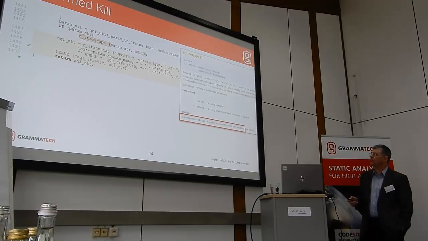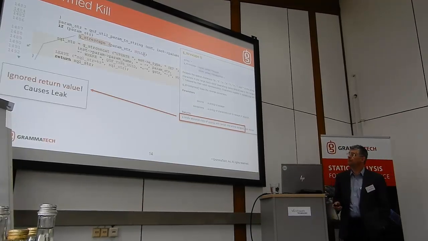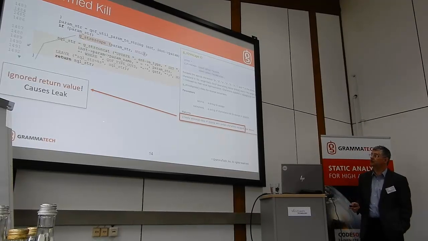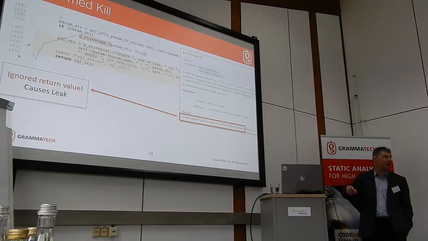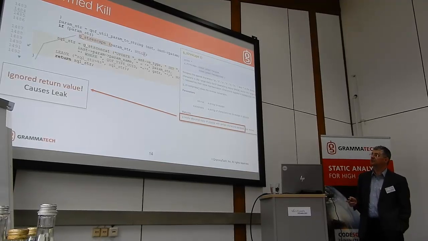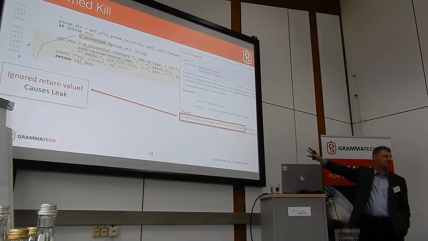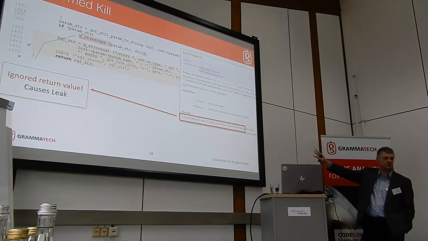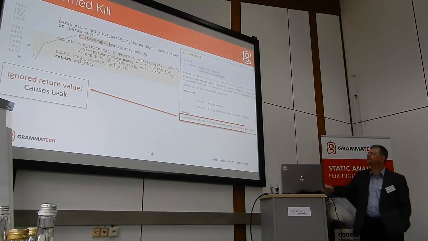So this is two bad things. First of all, the ignored return value, because this is a newly allocated copy, it's being allocated with malloc. Because you've ignored the return value, you've instantly got a leak of information. Well, a leak of memory, rather.